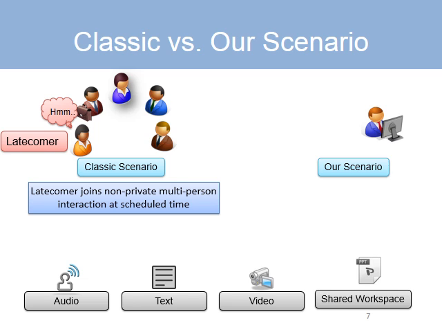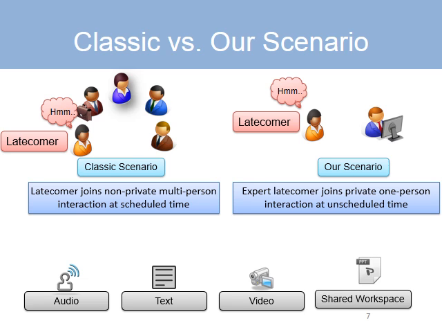In the classic scenario, the latecomer joins a non-private multi-person interaction at a scheduled time, whereas in our scenario, somebody joins a one-person interactive session that was more private than the one in the classic scenario. Because there was only one person involved, we had no audio, no text, no chat, no video to record, and all we have is the workspace. So we are working in a more limited situation here, and we also don't know how much of the workspace to record because this occurred at an unscheduled time.